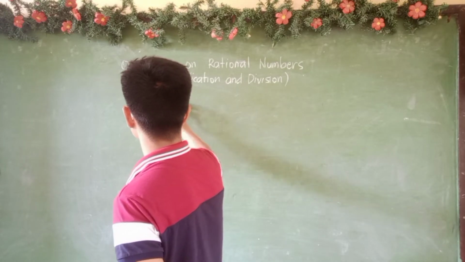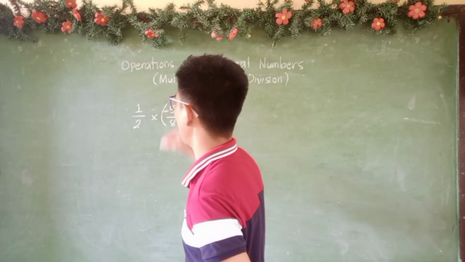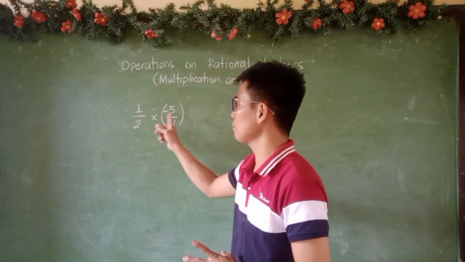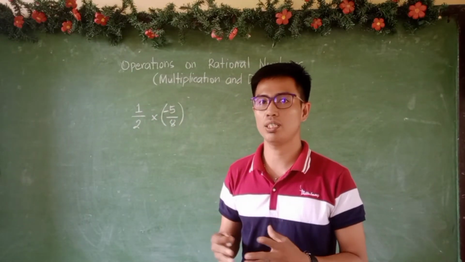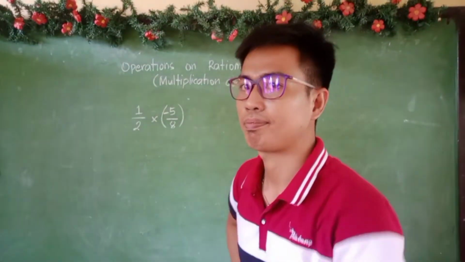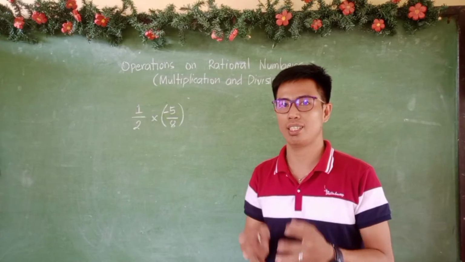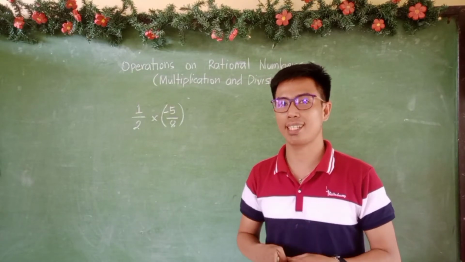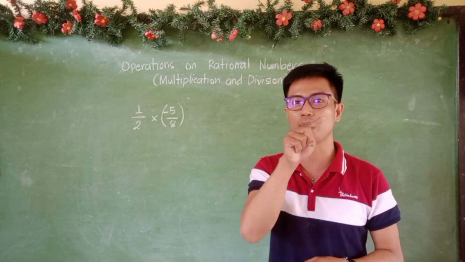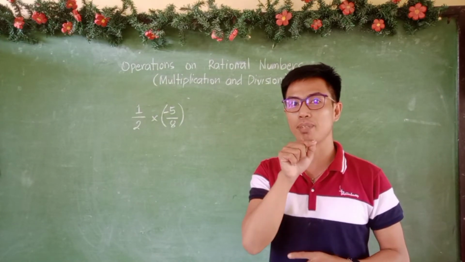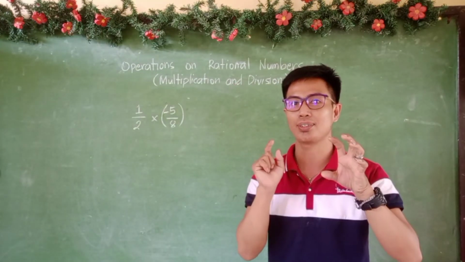negative 5 over 8. So that is our given. So we have 1 over 2 times negative 5 over 8. So how are we going to multiply this kind of given? So in multiplying fractions, what you are going to do is just multiply the numerators and multiply the denominators. So ibig sabihin, numerator to numerator, denominator to denominator.